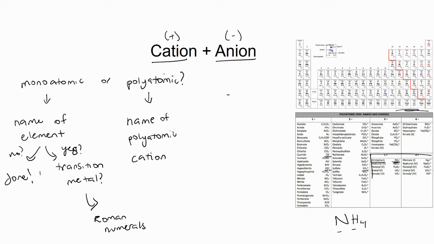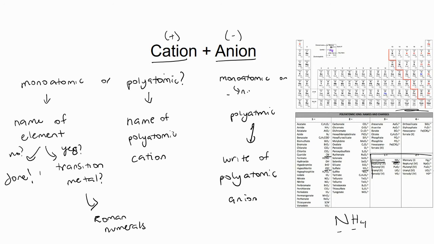Okay, so there's that. And then for the anion, we're going to ask ourselves the same question. Is it monoatomic or polyatomic? And again, if it's polyatomic, we write the name of the polyatomic anion, and then we're done. And that's it. If it's monoatomic, then we're going to write the name of the element, but we're going to add an "ide" ending.